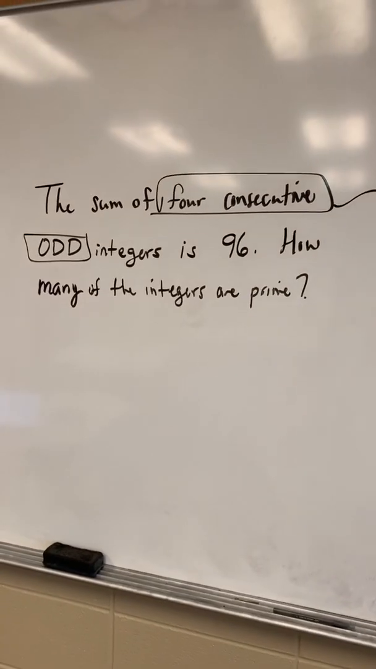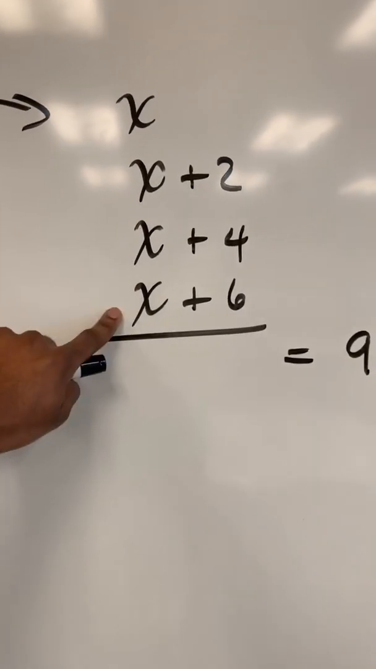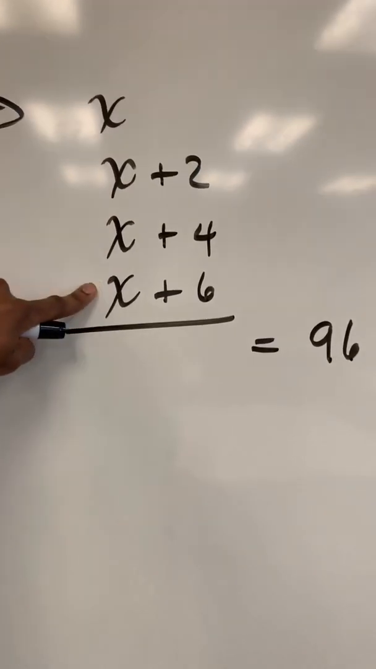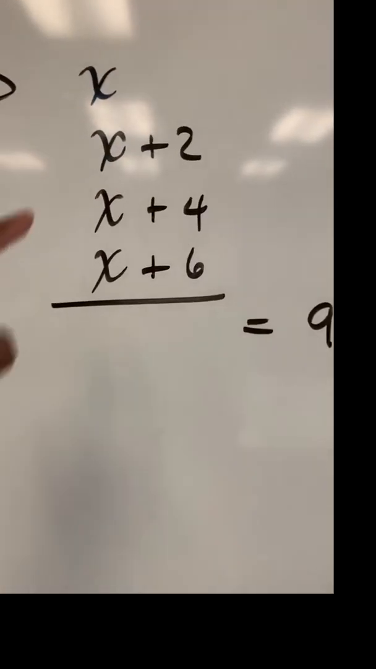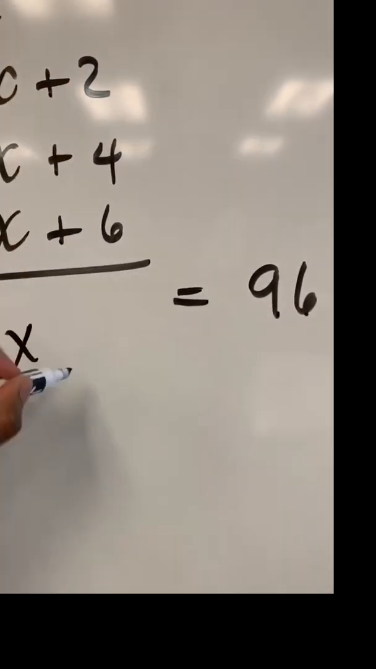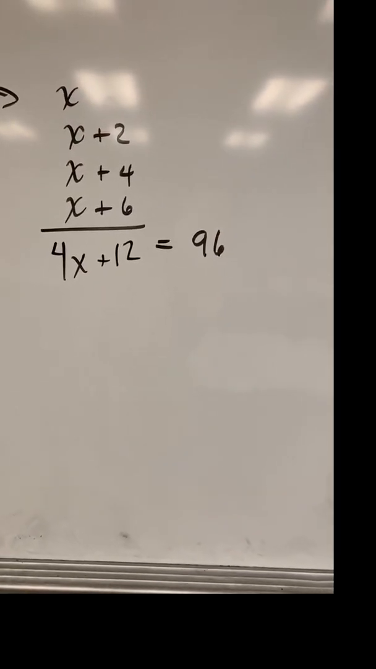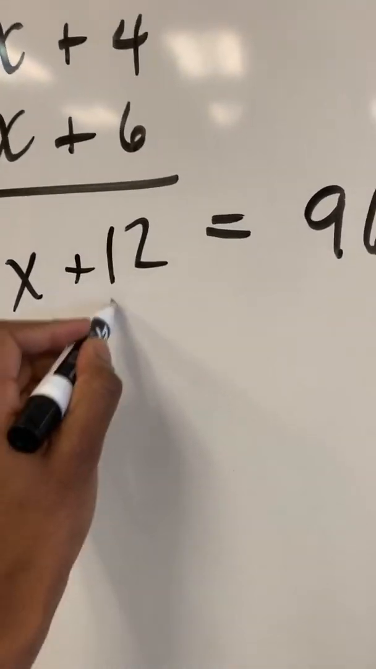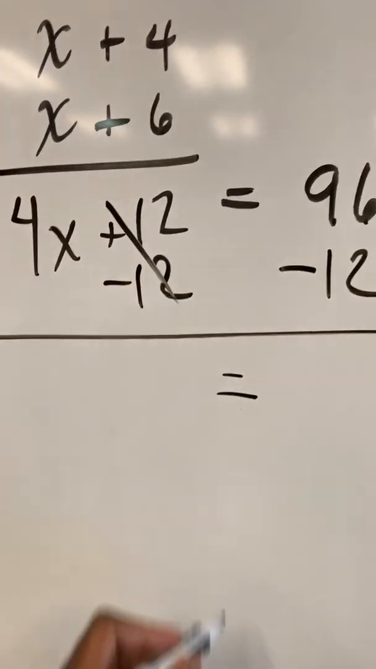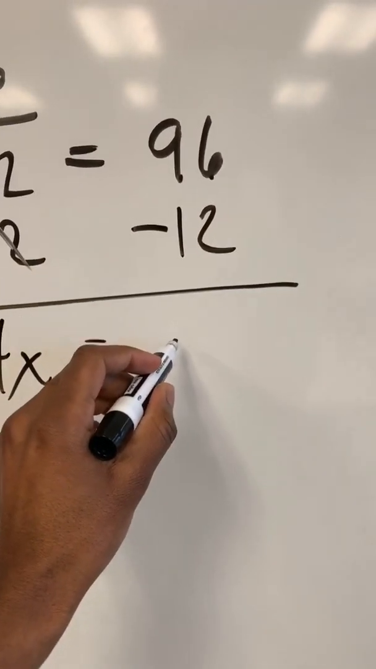All right, so remember, we're talking about 4 consecutive odd integers. So there are my 4 numbers. But because we're talking about odd numbers, we've got to do x, x plus 2, x plus 4, x plus 6. So that total is 4x, and 2 plus 4 plus 6 is 12. So 4x plus 12 is equal to 96. Now next, we're going to subtract 12 on both sides. Therefore, my 4x comes right back down, and that right there is a total of 84.